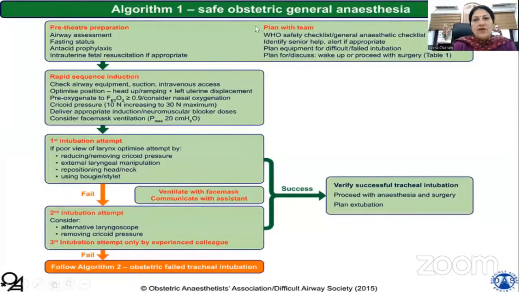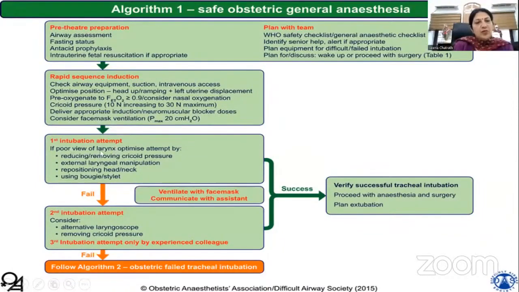This is the algorithm for safe obstetric general anesthesia. Pre-theater preparation: airway, in which we have to do airway assessment and fasting status, which we have already discussed. Planning is to be done according to the WHO safety checklist, and all the equipment for the difficult or failed intubation is to be kept ready. We have to proceed with rapid sequence induction, optimize the position, ramping position, then pre-oxygenation to end tidal oxygen of more than 0.9. Cricoid pressure is to be given, then give the appropriate induction agent. Consider face mask ventilation if the first intubation attempt has failed.